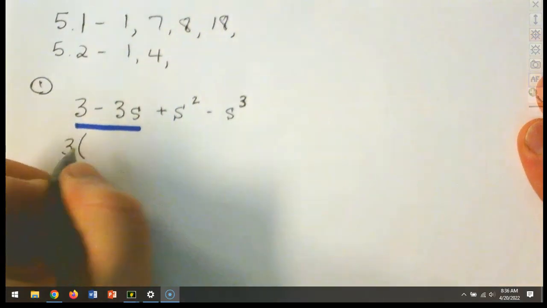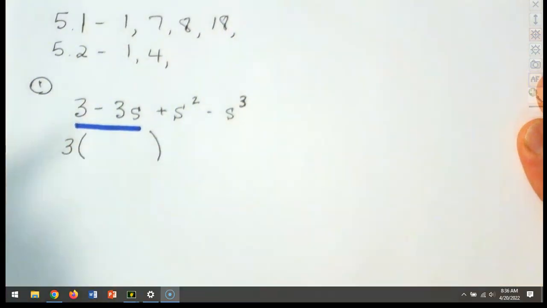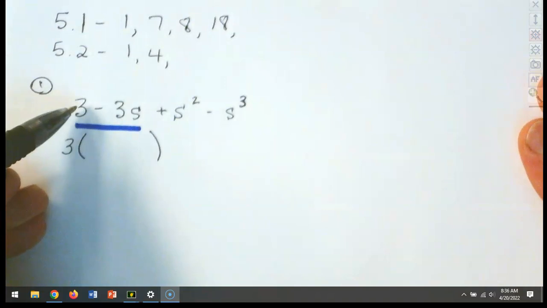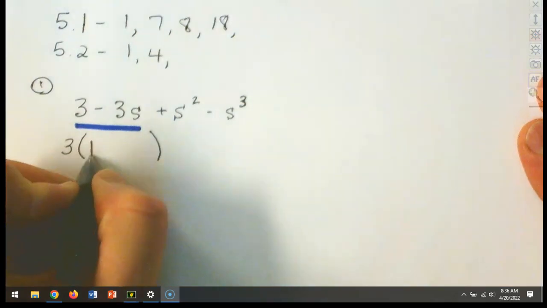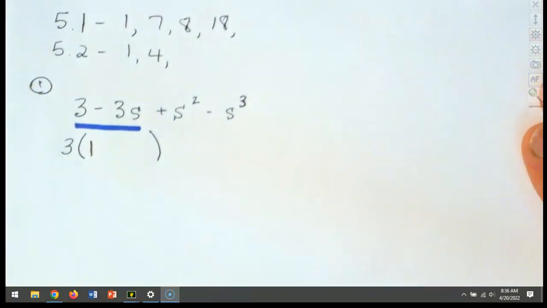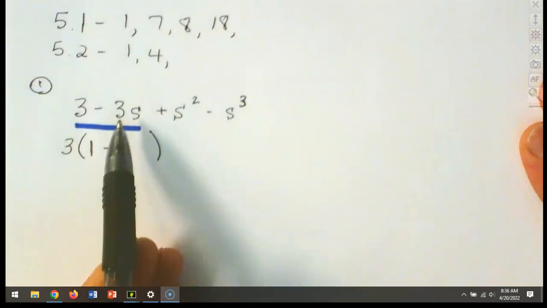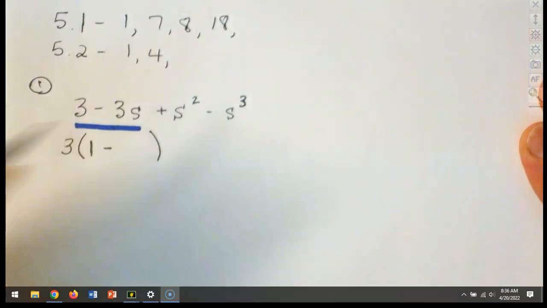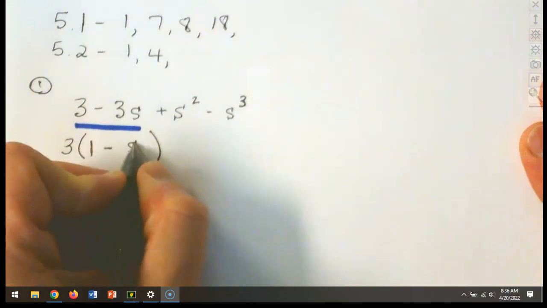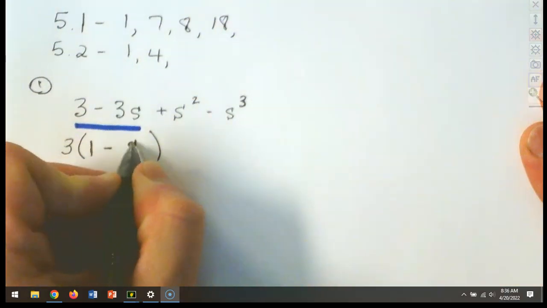Now, whenever a number is completely gone, like this 3 here, we leave a 1. That 1 is kind of like a placeholder. So 3 divided by 3, it's not gone, we leave a 1 there. And then we have a minus. The minus comes down, 3 divided by 3 is 1, and we just leave the s. We don't put the 1 in front of the s, but we know that it's there.